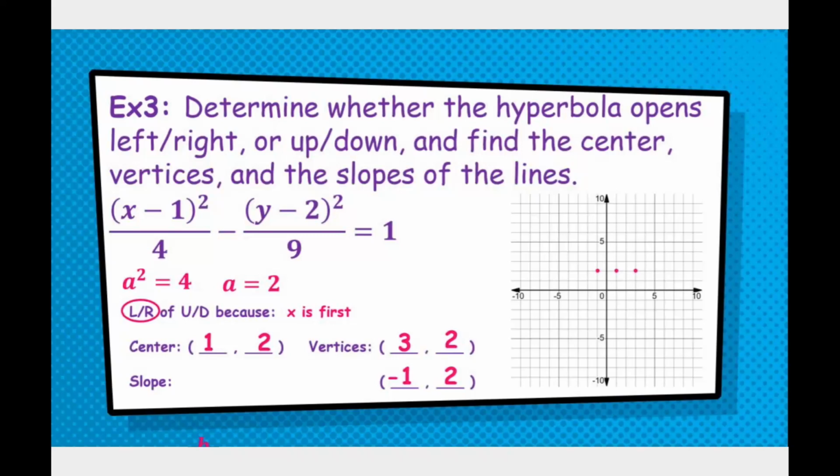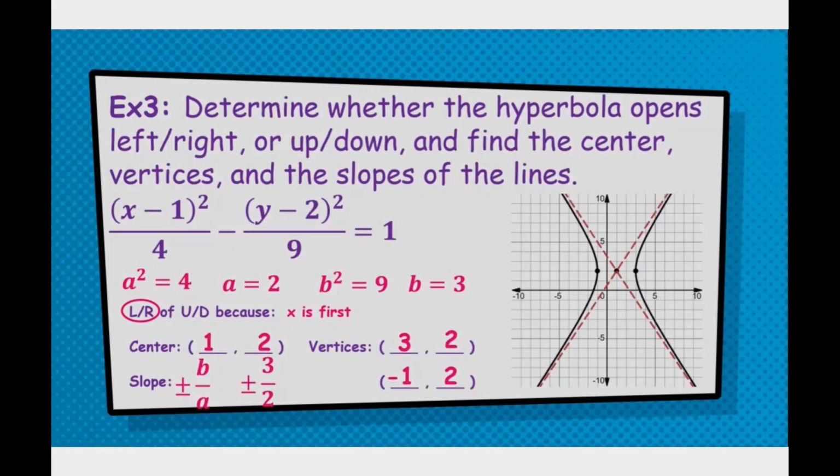Remember, slope is rise over run. So looking at the denominator of the y with the denominator of the x. Well, actually, I need to find b first. So b squared is 9, so therefore b is equal to 3. So then I have plus or minus 3 over 2. So I'm going to go up 3 and over 2 on both sides from the center, and I get something that looks like this.